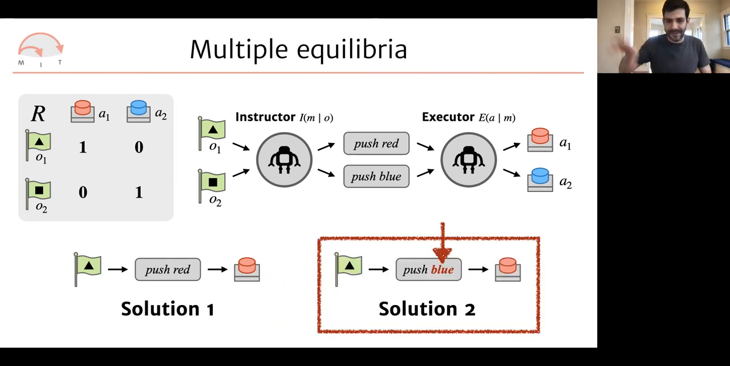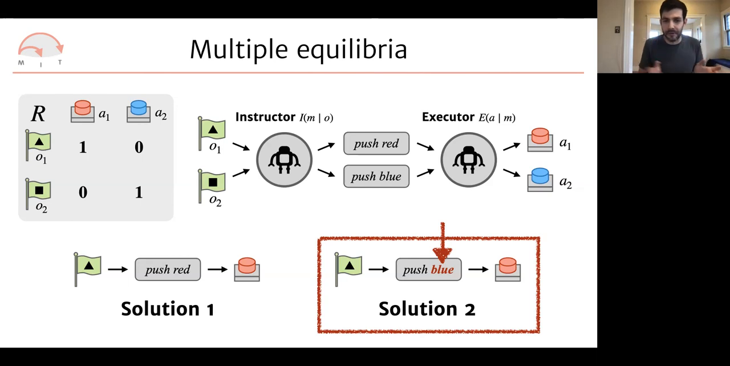Another solution is for the executor agent and the instructor agent to collectively agree that push blue actually means you should push the red button. And so when we see a triangle, the instructor agent will say push blue, and the executor agent will interpret push blue as an instruction to actually push the red button, and so on and so forth.